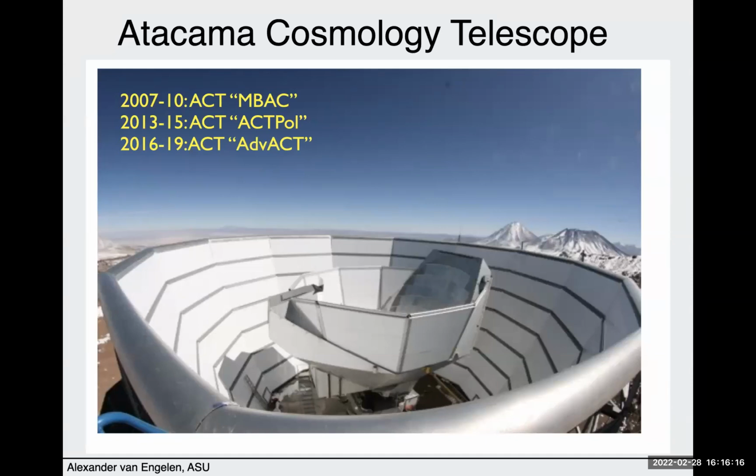Often photos of the ACT telescope are taken from the ground, and they show you this thing around the telescope. This is just the ground shield that's there to block thermal pickup, including from those mountains in the background. The telescope itself is right here.